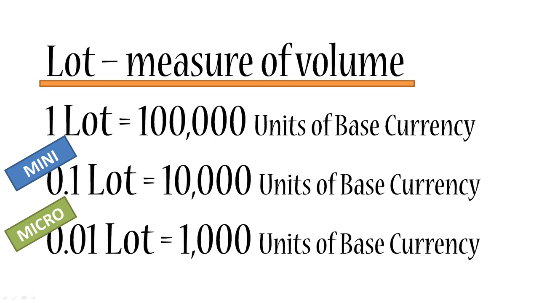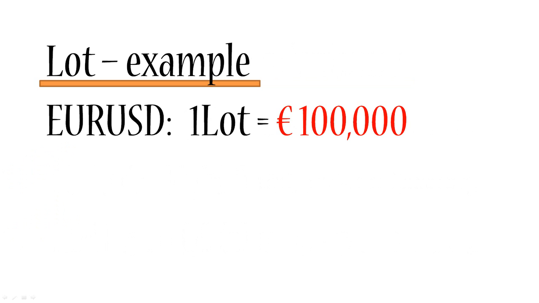So let's have a look at an example. For instance, you want to trade the euro dollar and you want to conduct a buy transaction with the volume of one lot. That means that you will be buying 100,000 euros in that one transaction.